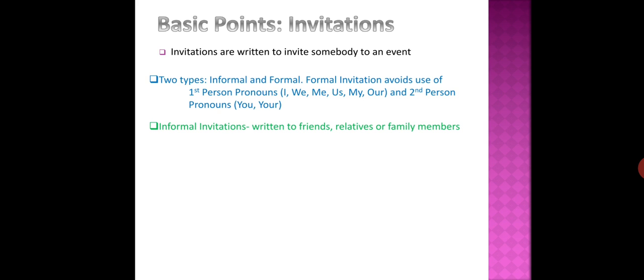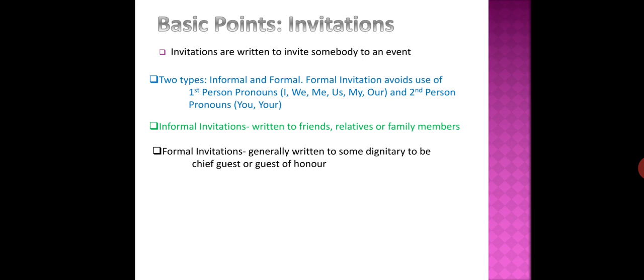Informal invitations are written to friends, relatives, or family members. That is why they can be casual in terms of language. Formal invitations are generally written to dignitaries. The purpose is to request them to be chief guest or guest of honor in a function. That is why the language is supposed to be dignified and rules are to be particularly followed while writing an invitation in formal manner.